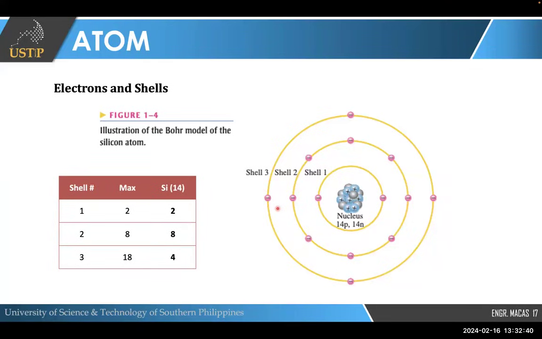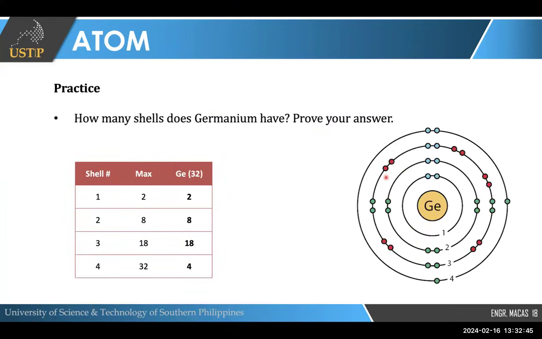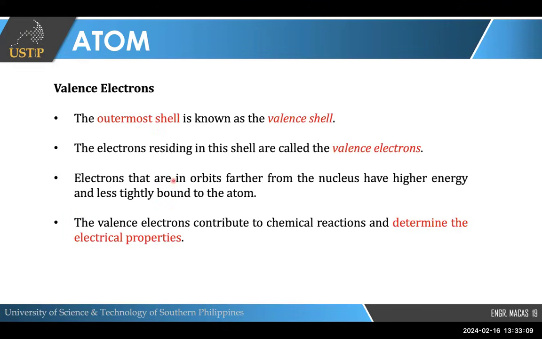But it's not all the time, class, that the third shell is the valence shell. Example, germanium. Germanium has 4 shells. So the valence shell of germanium is the fourth shell, because it is the farthest. This is the outermost shell of your germanium atom. Okay? So again, it's not necessary that shell number 3 is the valence shell of every atom. As long as it is the outermost shell. Okay? So now we know the term for the outermost shell of an atom, what you call the valence shell.